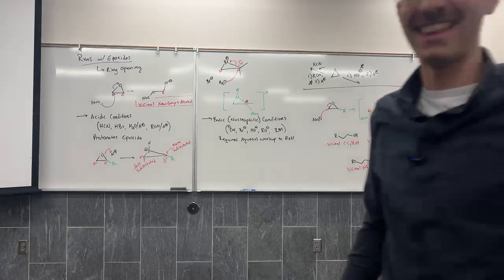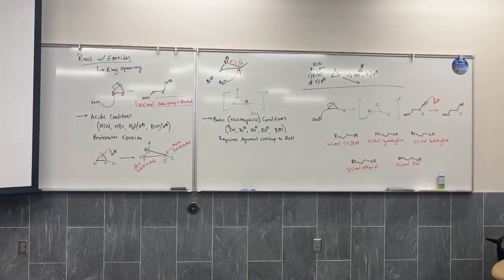I have a question. I think what we did was right, but I'm just curious because we didn't really talk about, would this flip the regiochemistry? Well, we have two regiochemistries. Acidic conditions will open the more substituted carbon. Basic conditions will open the less substituted carbon.